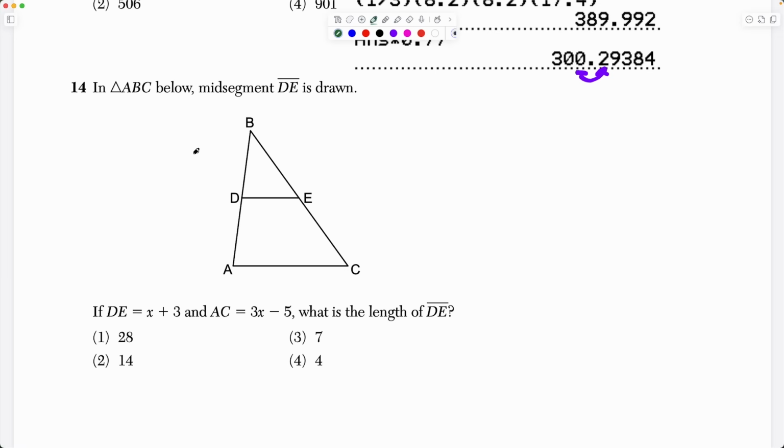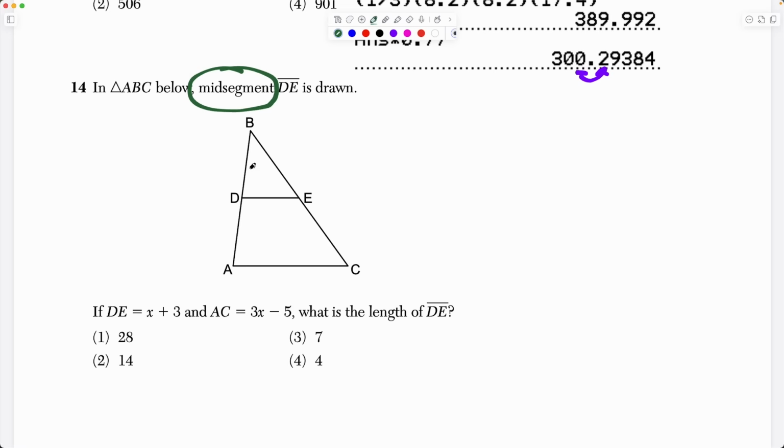Question 14, in triangle ABC below, midsegment DE is drawn. If DE equals x plus 3 and AC equals 3x minus 5, what is the length of DE? So for this question here, you have to show up to the regents knowing your vocabulary. The midsegment, so let me just make sure I don't cover this word here.